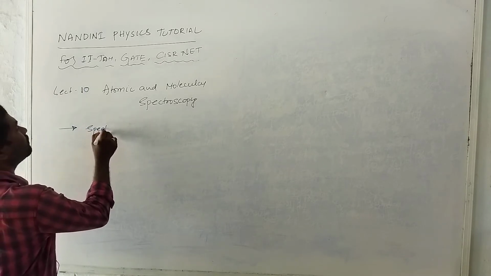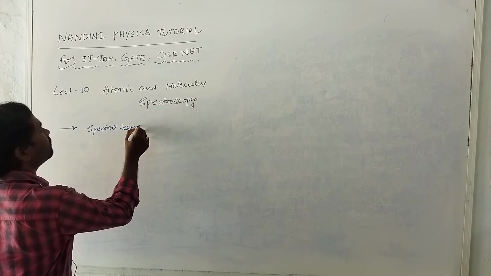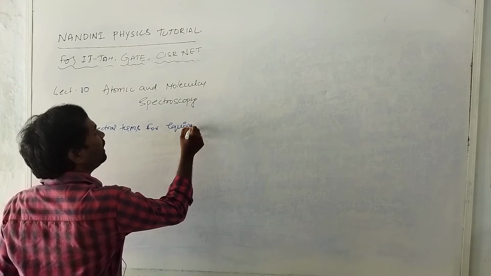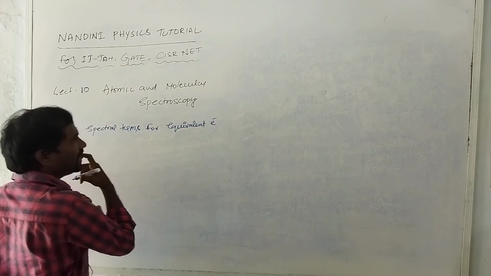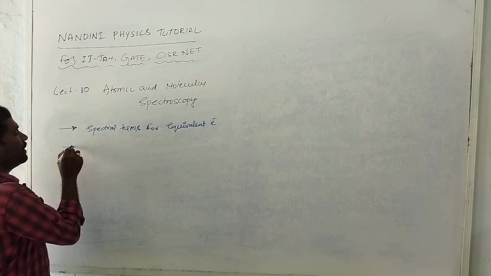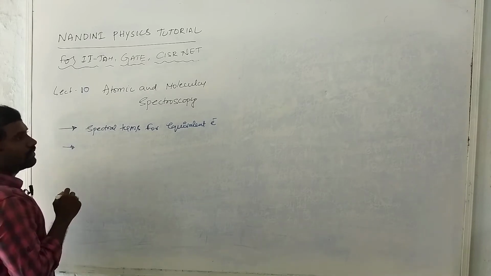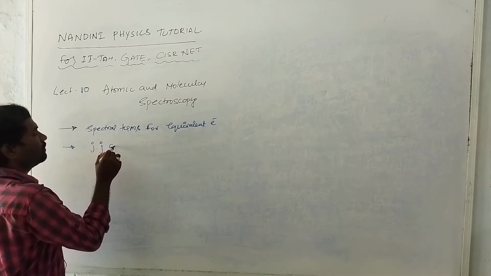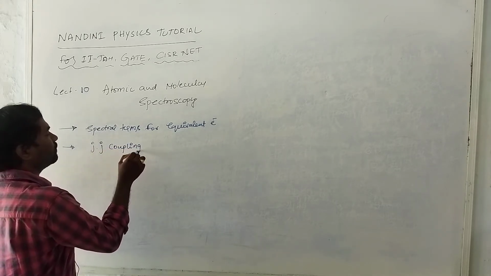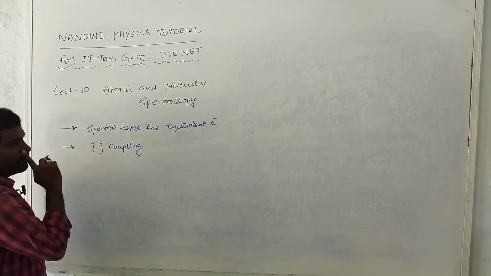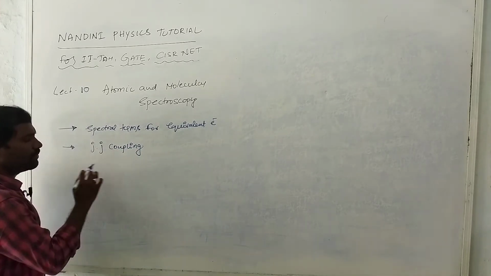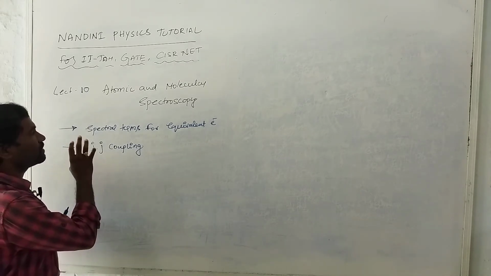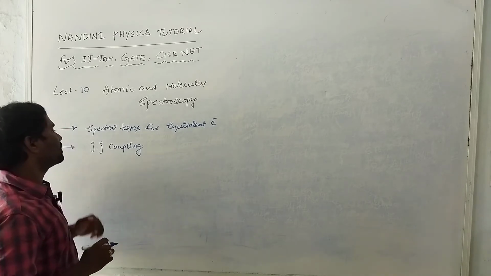spectral terms for equivalent electrons. After that I will explain JJ coupling. Some problems are there, and we will solve all of these. So today's main focus is spectral terms for equivalent electrons and JJ coupling.